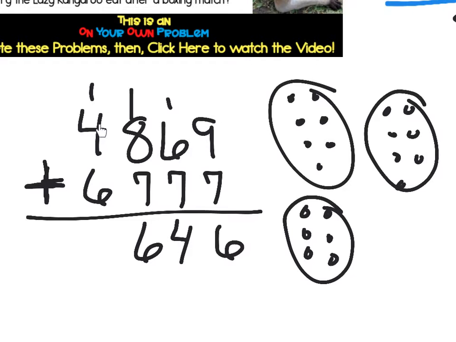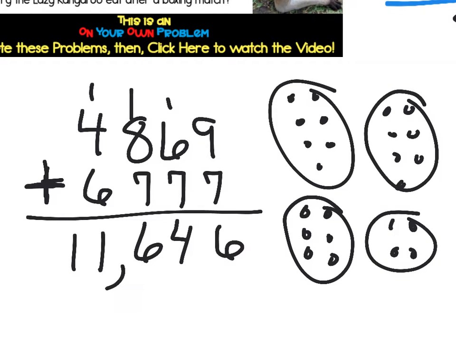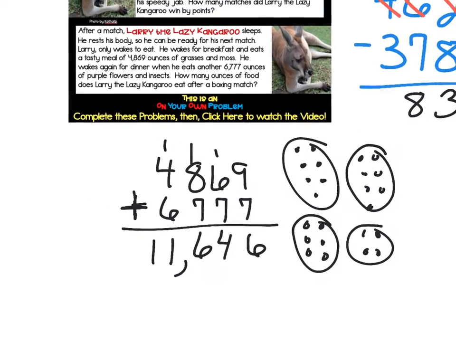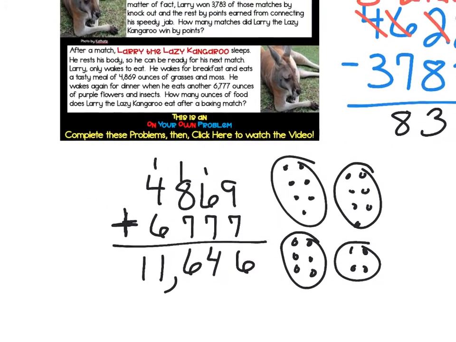All right, and here we go. Our last one. I'm going to make 4 dots now. So I go 1, 2, 3, and 4. And then I put my pencil on the 6. Don't forget that. So 6, 7, 8, 9, 10, and 11. All right, so I'm going to drop my 1 and my 1 and circle those dots. And then I put my comma there. And lo and behold, my friends, 11,646. Wow, that is a lot of ounces of food, my friends.